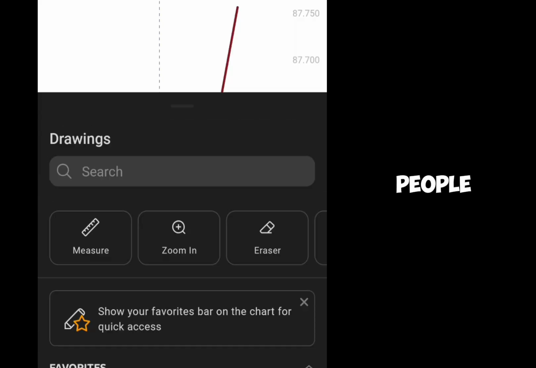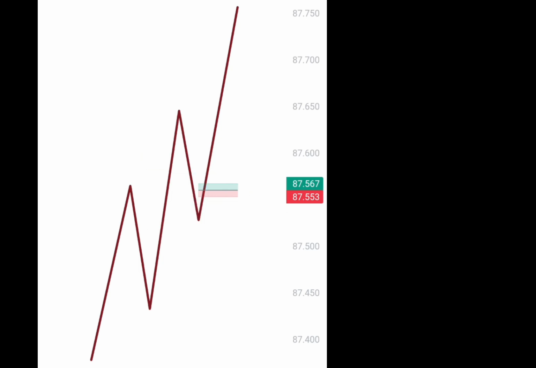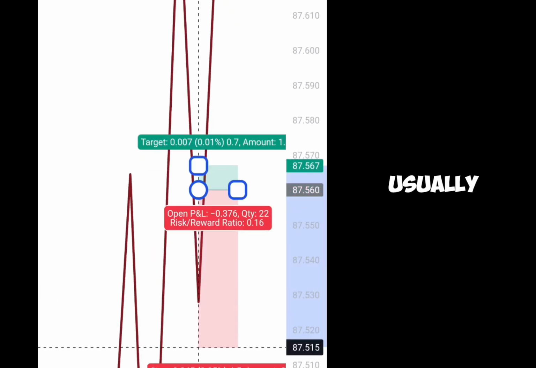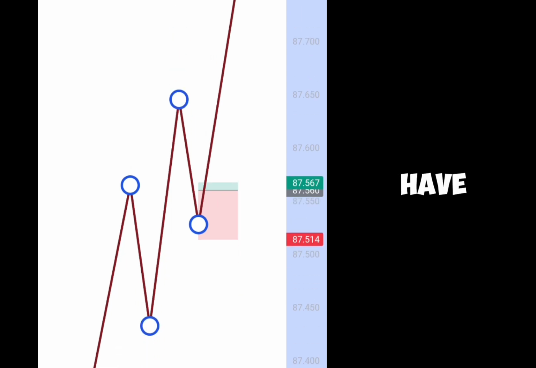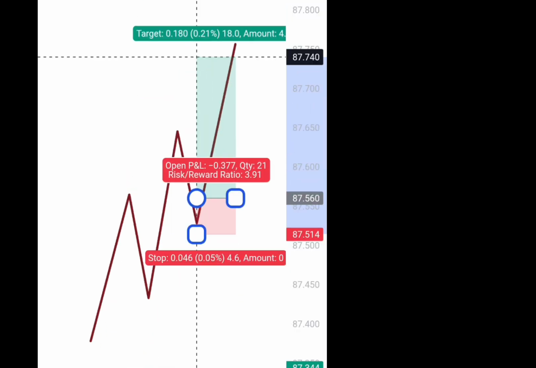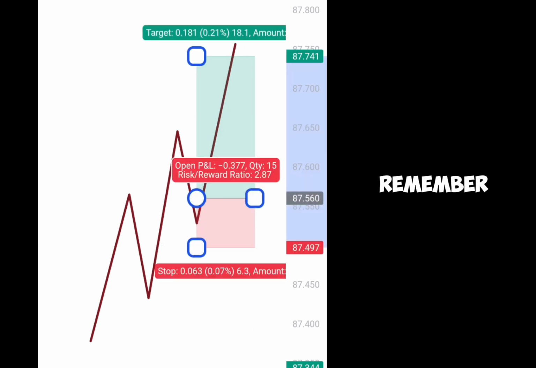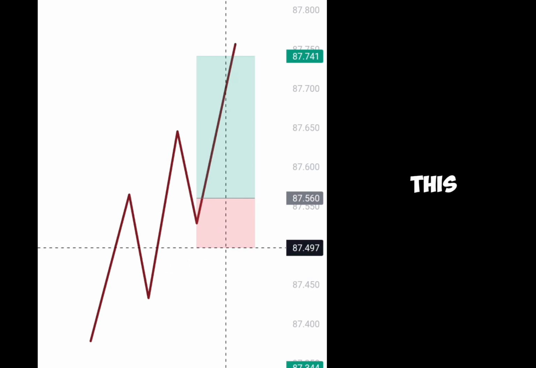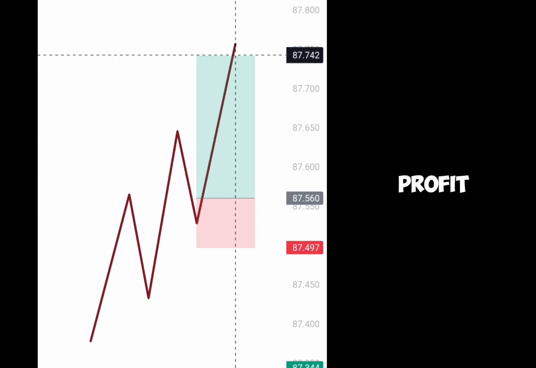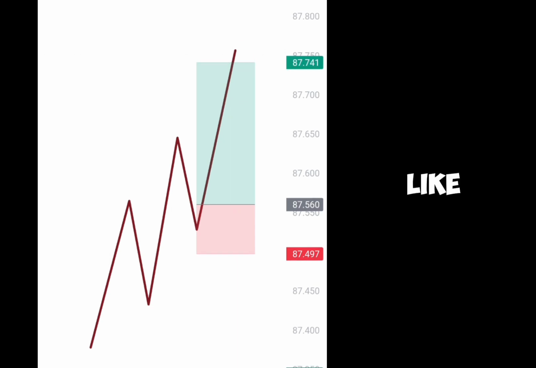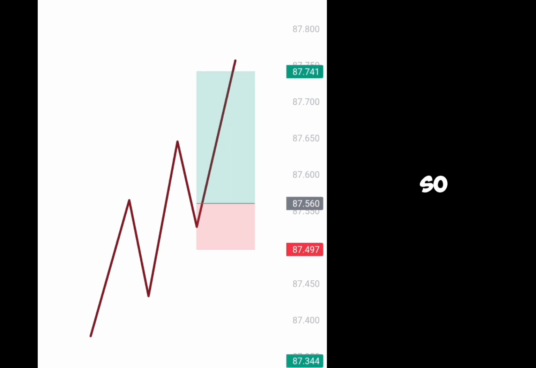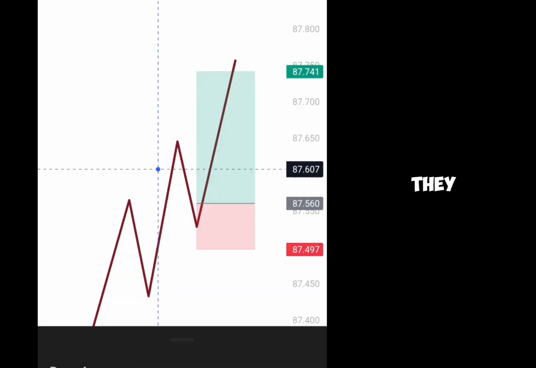So in this case, people will take a buy at this point. Their stop loss is usually below, and then they have take profits above. So they want to take trades and put their stop losses below. Remember, I told you in the previous videos, this is your stop loss, this is your take profit. But you don't want to be like that. You want to take trades where they put their stop losses.